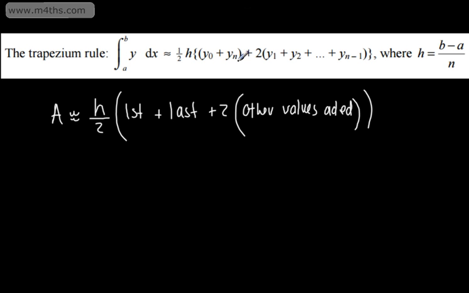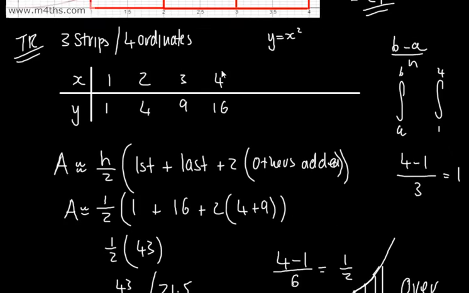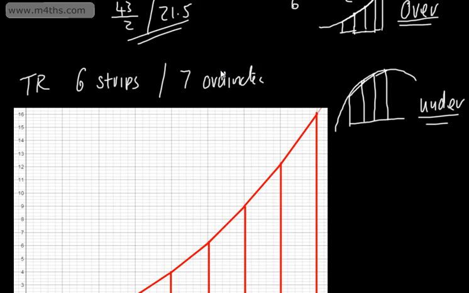So in our particular case, n was 3. So we had 1/2 h, where h is b minus a over n. That was the strip width. The first plus the last plus 2 lots of all of the others added up. But of course, we only had y1 and y2, because n is 3, and that would give us y3, which would be this one just here. So there we go. I suppose I need to do that to keep the rigour of what we're doing.